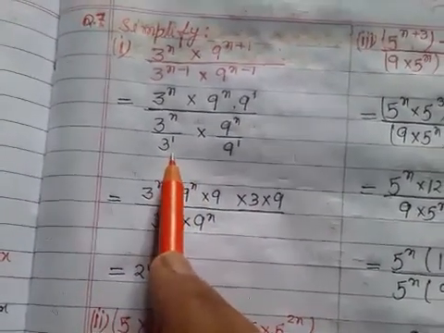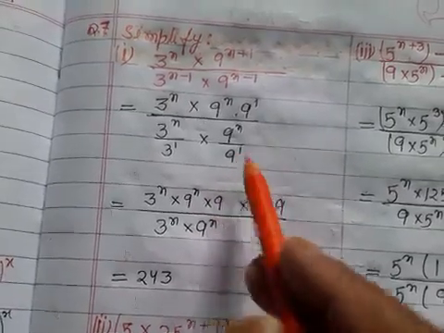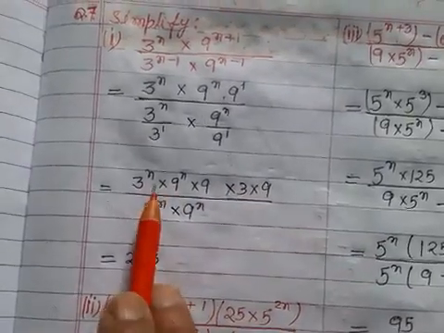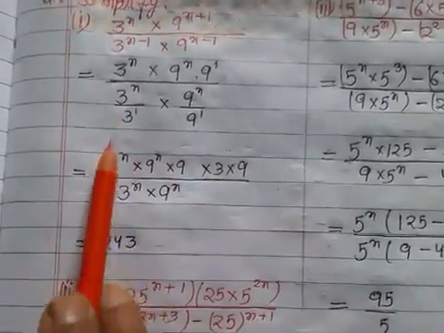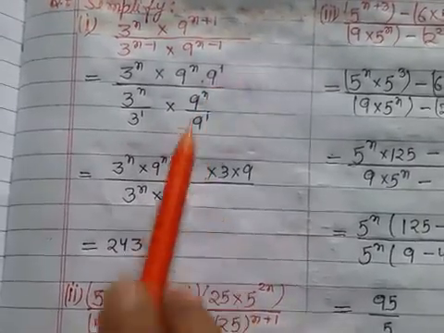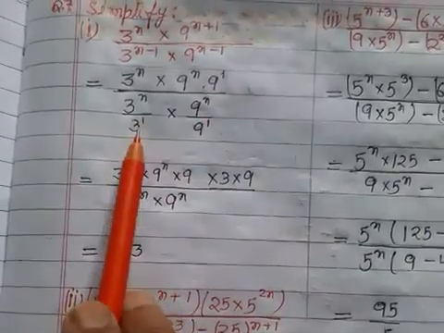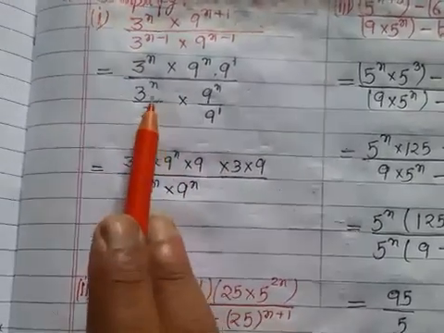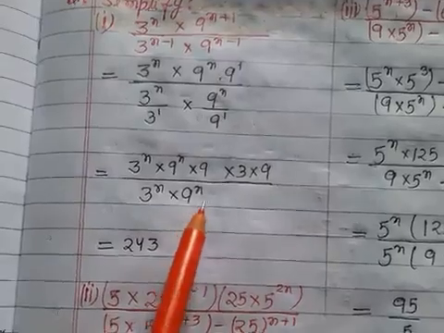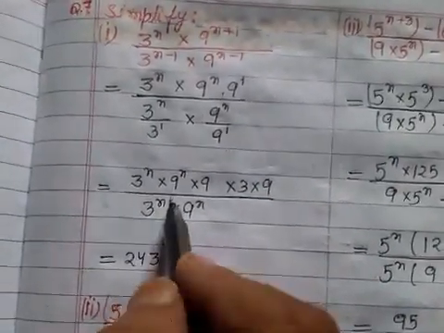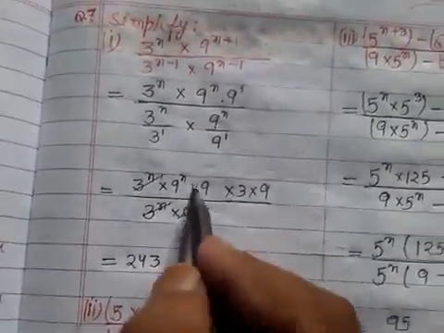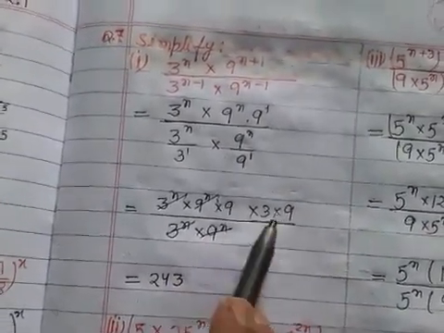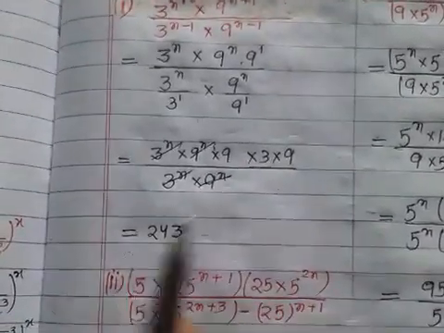3 to the power 1 means 3 and 9 to the power 1 means 9, so it converts and comes with numerators. Okay, so here we got 3 to the power n into 9 to the power n into 9 to the power 1, which means 9 into 3 into 9. Okay, and in denominators we got 3 to the power n into 9 to the power n. Okay, so we cancel 3 to the power n, 3 to the power n, and 9 to the power n, 9 to the power n. We got simply, when we multiply these digits, 243.